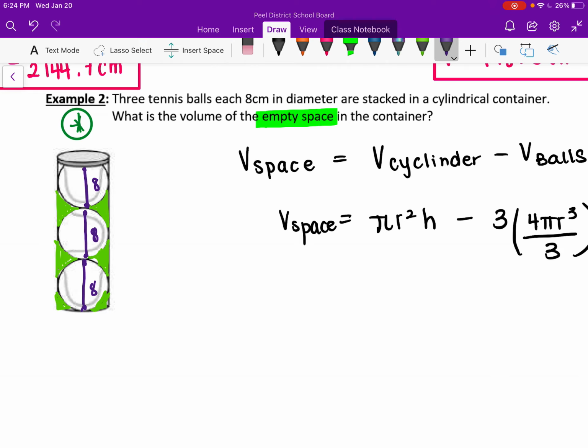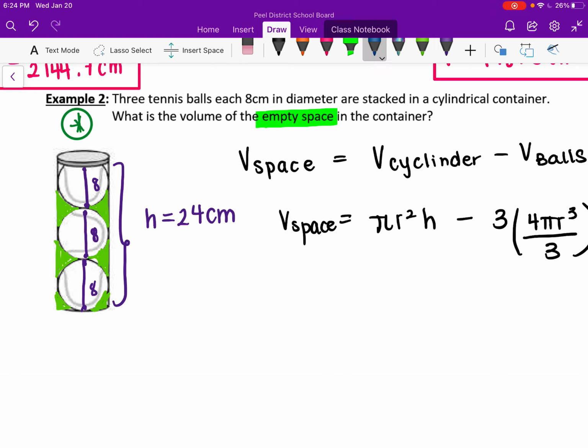So when stacked on top of each other, 8 plus 8 plus 8 will give me the height, right? So that'll give me the height. And I'm just going to put this in lowercase. So height equals 24. 8 plus 8 plus 8 is 24 centimeters.